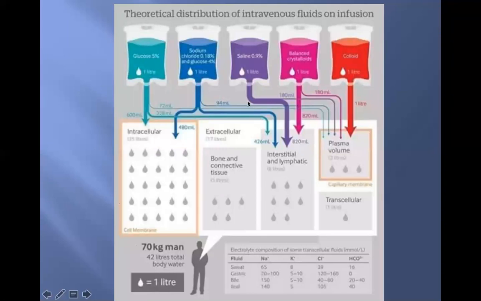So if we are talking about, for example, normal saline, the infusion of normal saline causes distribution within the extracellular compartment, which consists of interstitial and plasma, mainly in the interstitial, about from 2/3 to 3/4, and lesser in the plasma in the intravascular volume.